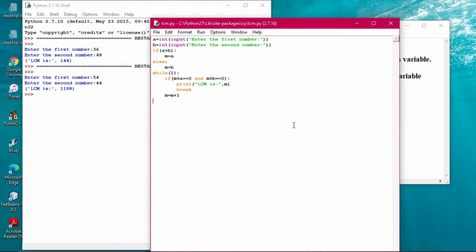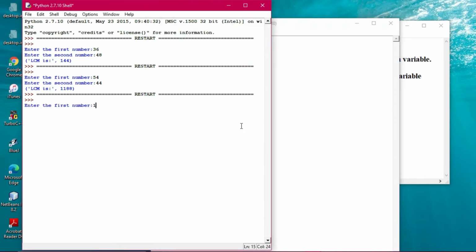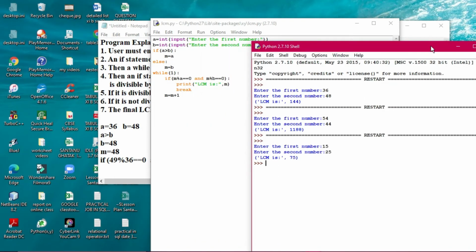Because 1188 is the number, afterwards many numbers may be there, but this is the first one, that is the least. That is fundamentally the execution of the LCM program. If you want to take another set of numbers, say 15 and 25, numerically it will give you the correct LCM, which is 75. In this way we will be able to calculate the LCM.